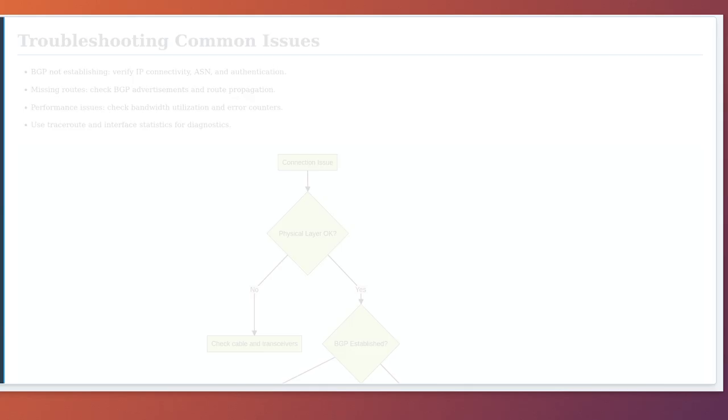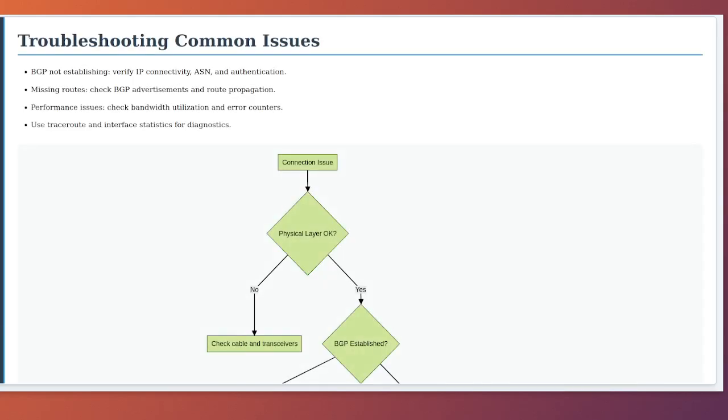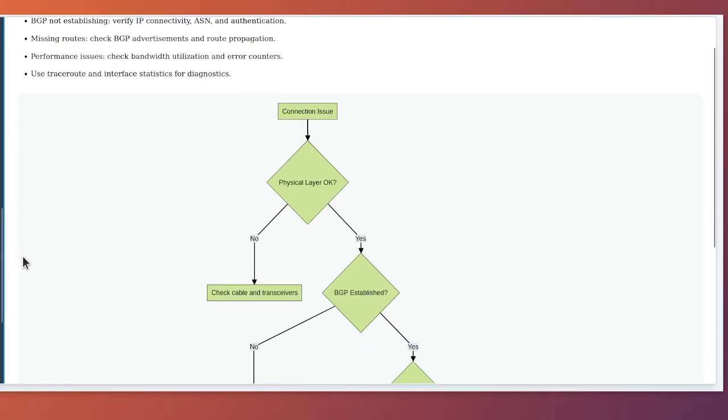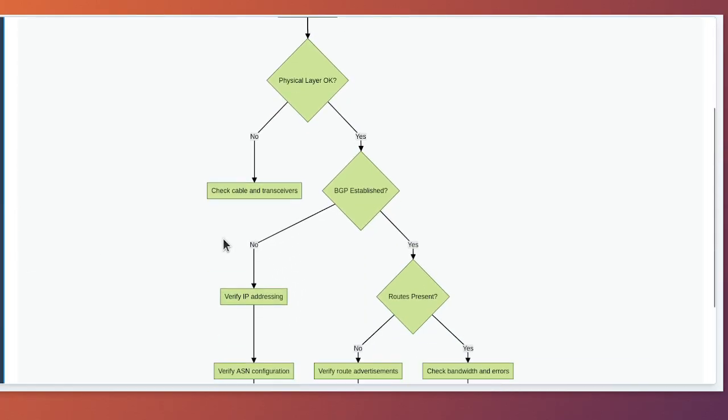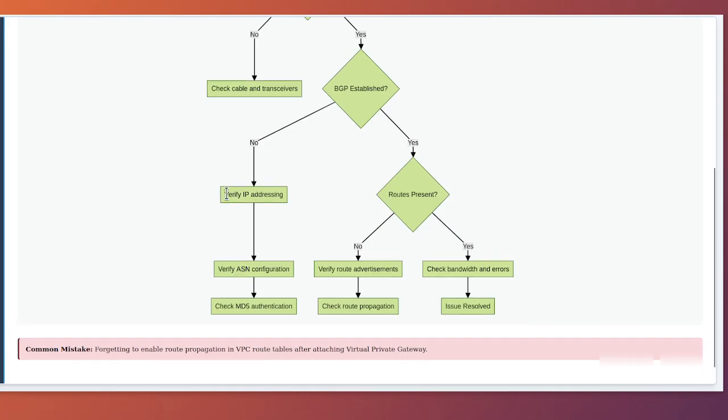Troubleshooting common issues. Even with careful planning and configuration, you may encounter issues with Direct Connect. Let me walk through some common problems and how to diagnose and resolve them. The most common issue is BGP session failure. If your BGP session is not establishing, the first thing to check is IP connectivity between your router and the AWS router. You can ping the AWS router IP address from your router.